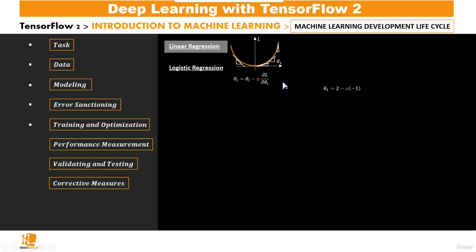So if we had theta 1 initially to be 2, let's replace it here, we have this 2, and the partial derivative at this point gives us negative 1. For example, we're going to have 2 minus alpha times negative 1, and if alpha is any positive number, let's say for example 0.1, we're going to have 2 minus 0.1 times negative 1. Now this negative comes out, we have 2 plus 0.1 times 1, which gives us 2.1.